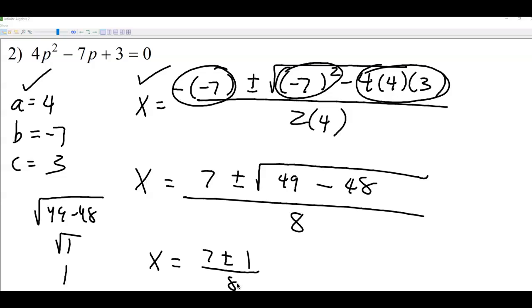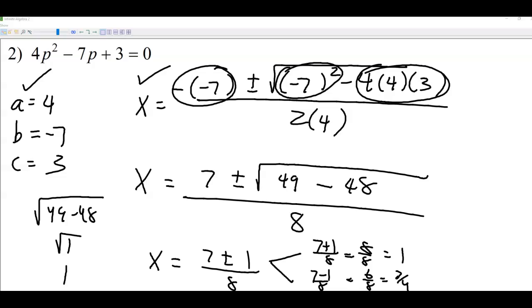Good. So you're basically going to split up into two. You're going to do 7 plus 1 over 8 and 7 minus 1 over 8. And this one is going to give you 8 over 8, which is 1. And this one's going to give us 6 over 8, which is 3/4. And those are the places where it would touch the x-axis.